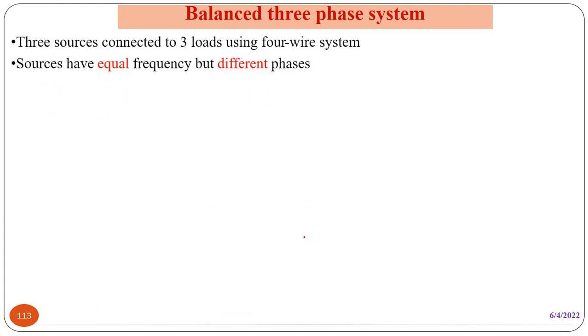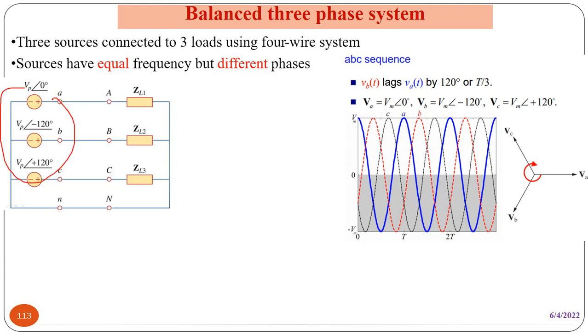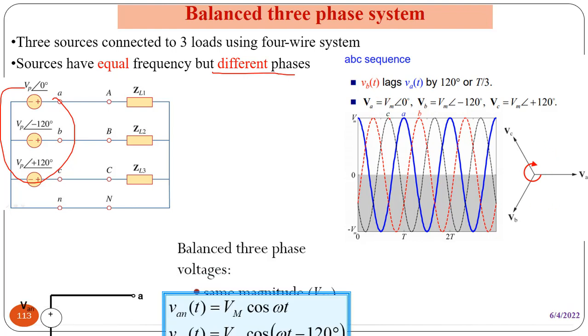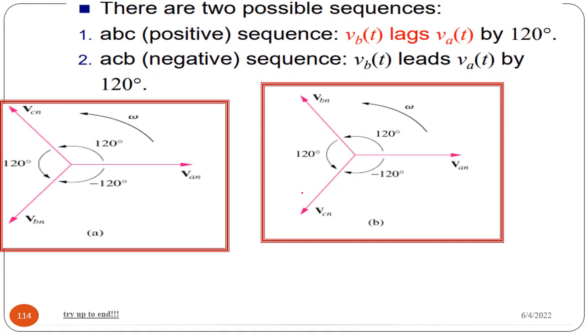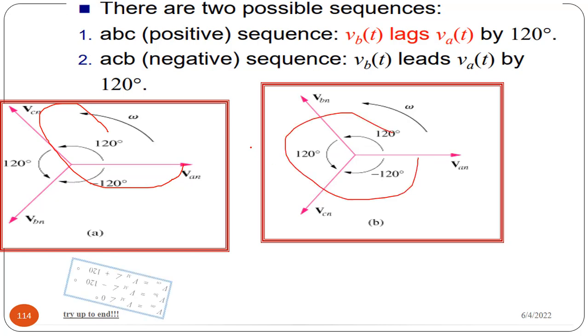For a balanced three-phase system, three sources are connected to three loads using a four-wire system. The sources have equal frequency but different phases, with a phase shift of 120 degrees. Balanced three-phase voltages have the same magnitude and a 120 degree phase shift. There are two possible sequences, ABC and ACB: the ABC positive sequence and the ACB sequence.